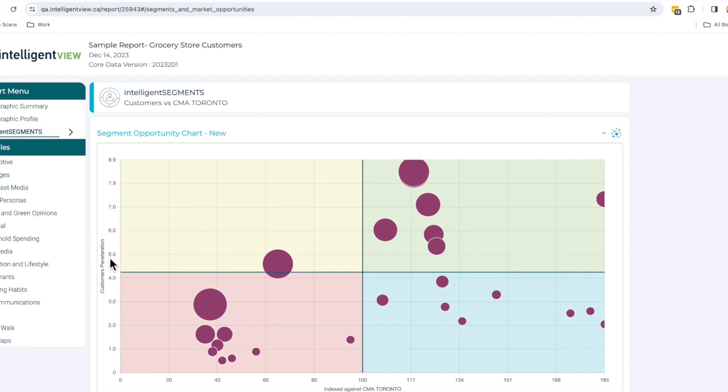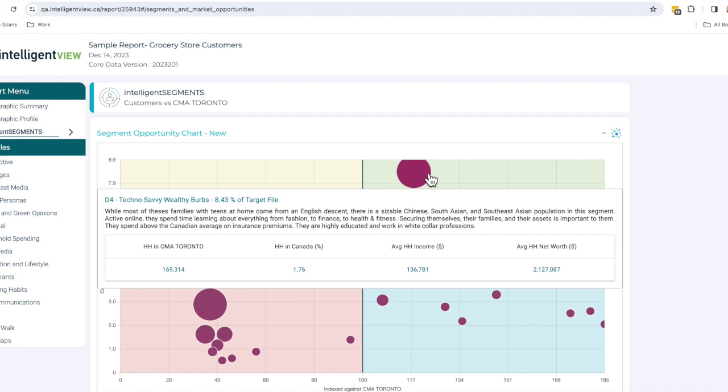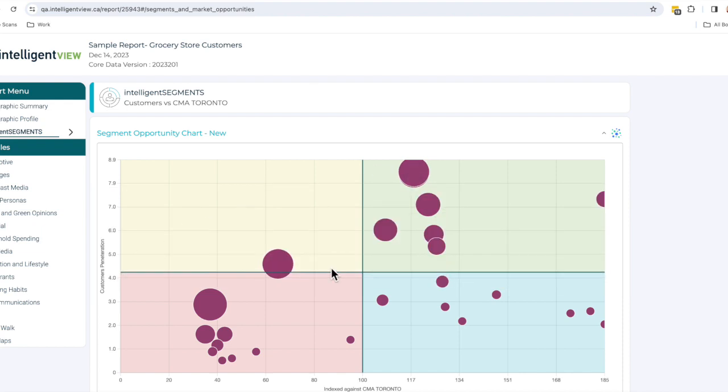The y-axis is the target file penetration in the segment. So, this means that the vertical location of a bubble indicates a relative penetration of households in a segment within the target file. For example, this segment D4 has a fairly high penetration of 8.43%, which means that 8.43% of the households in the file being analyzed, which were sample grocery store customers, belong to segment D4.